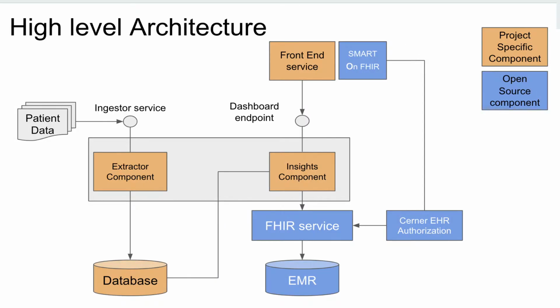Here's an overview of our high-level architecture. Orange represents the project-specific components we have built, and blue represents the open source components we have consumed for this project in the semester. In this diagram, patient data represents the synthetic data we discussed earlier in our example. This patient data is sent to an extractor component, and then this data is ingested into our database in a FHIR-compatible format.